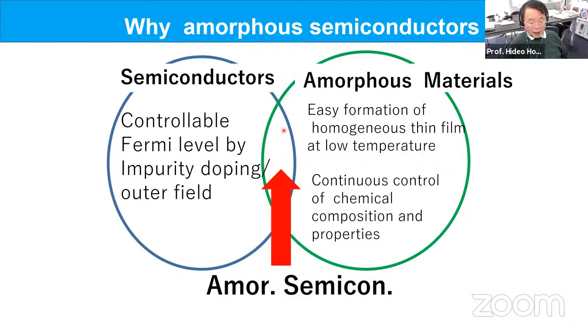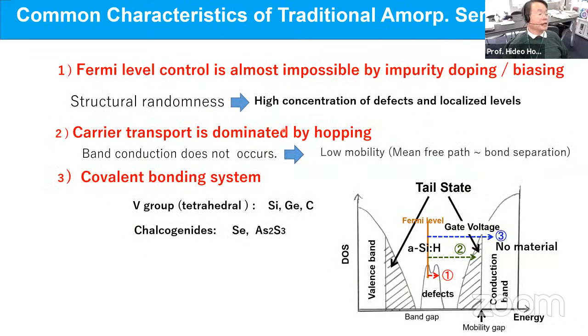But the current situation is not so simple, there is a large obstacle. The common characteristic of the traditional amorphous semiconductor is that Fermi level control is almost impossible by impurity doping or by aging. The reason is quite simple: structural randomness. Structural randomness means a large defect state or localized Tail state density. That's why Fermi level control is almost impossible.